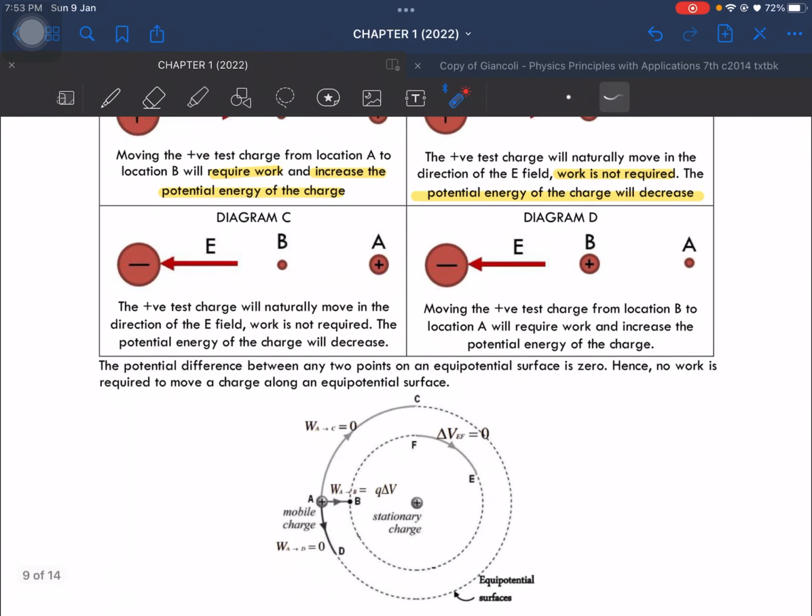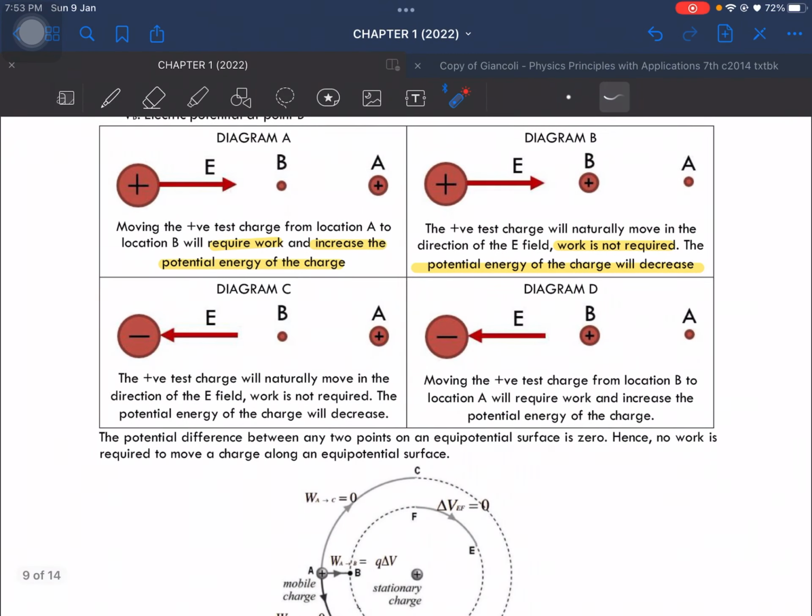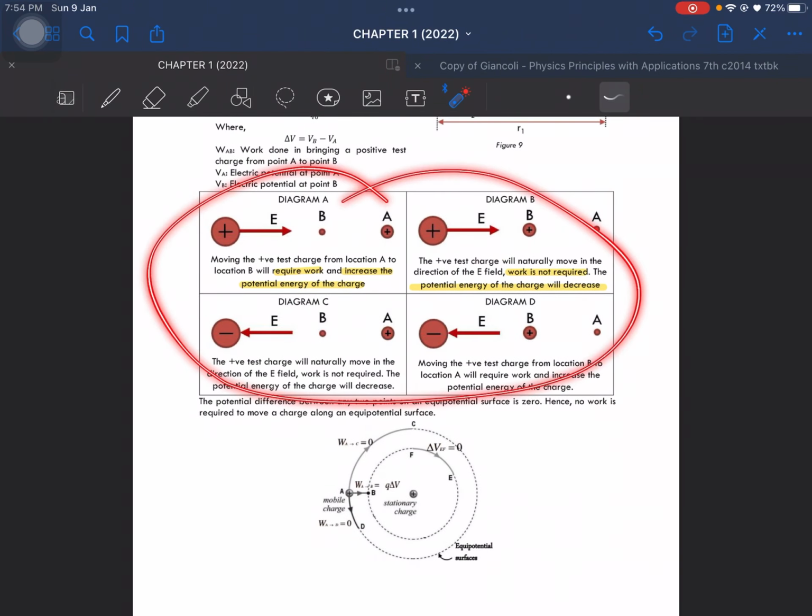And then for this one, moving the positive test charge from B to A will require work and increase the potential energy of the charge. So basically, if you are moving against the direction of the electric field here, it will require work. If not, then it will not require work. Then if it requires work, the potential energy of the charge will increase. Okay, that is the concept from these diagrams here.